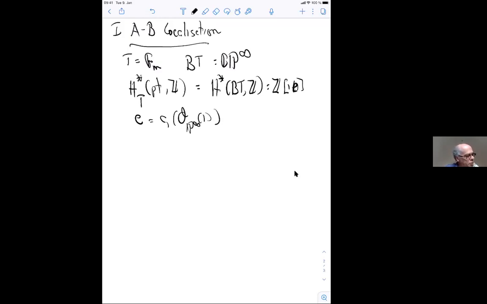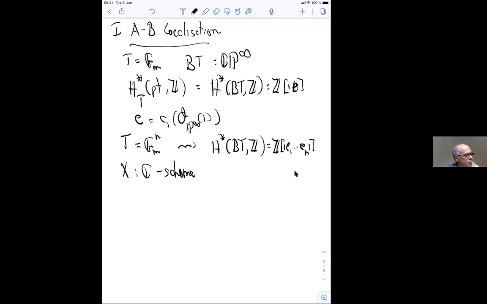Okay, and then of course you can take the n-dimensional torus, and then in each variable you have the O(1) from that variable, and that gives you a power series ring. Or since things are homogeneous, I think of that as a polynomial ring. It's really the same thing. And now let X be, let's say, a C-scheme. If you like, you can assume it's smooth. For the non-smooth case, you have to pass to Borel-Moore homology, but that's a technical point. Let's not worry about that.